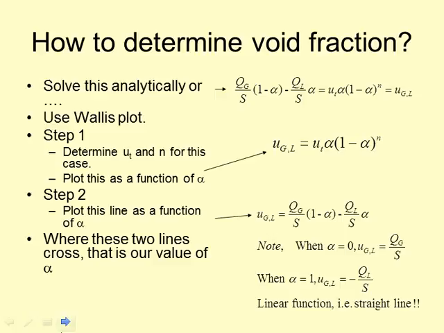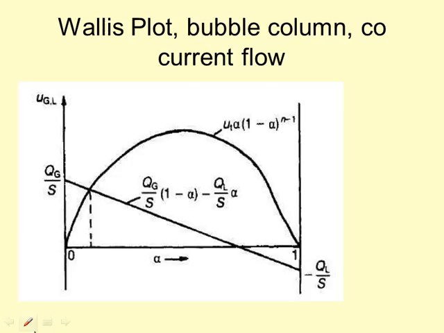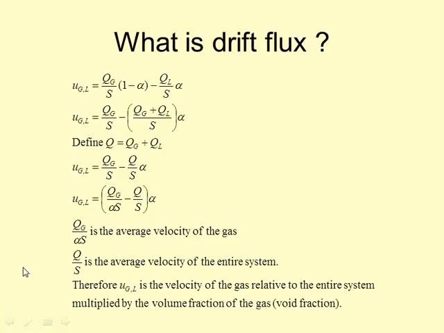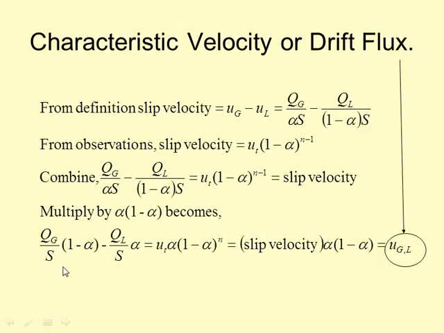Normally, as I said, we want to find alpha. We will normally be given either mass or volumetric flow rate of the gas and of the liquid, and the terminal velocity. What you need to find is alpha. So looking at this, a bit hard to solve, isn't it? Alpha appears here, here, here, and here.